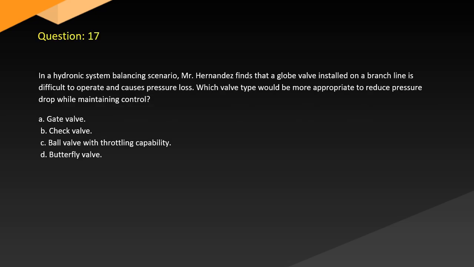Question 17. In a hydronic system balancing scenario, Mr. Hernandez finds that a globe valve installed on a branch line is difficult to operate and causes pressure loss. Which valve type would be more appropriate to reduce pressure drop while maintaining control? A. Gate valve. B. Check valve. C. Ball valve with throttling capability. D. Butterfly valve.